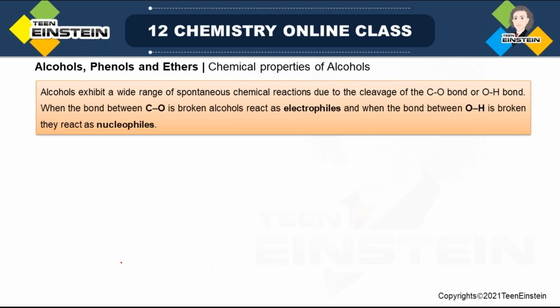Now after finishing physical properties, next we have to see chemical properties of alcohols. Alcohols have this type of structure. Chemical properties are actually because of two reasons. One is when the carbon oxygen bond is broken, then you can expect one type of reaction, and when the OH bond is broken, then there is another type of chemical property. Alcohols exhibit a wide range of chemical reactions because of cleavage of either the CO bond or the OH bond.